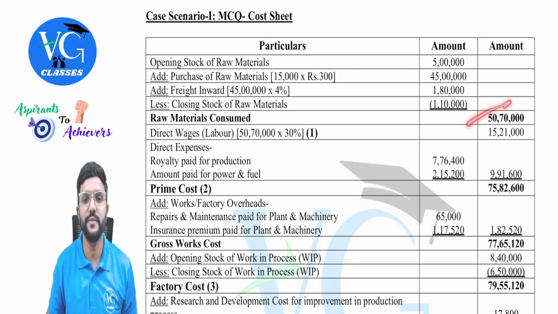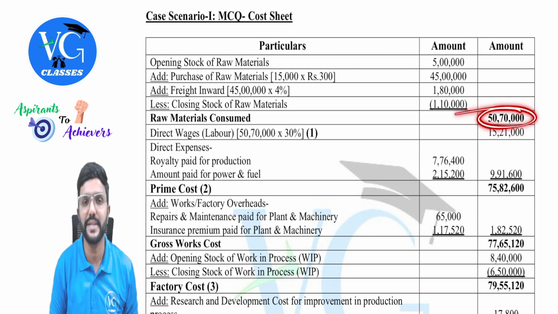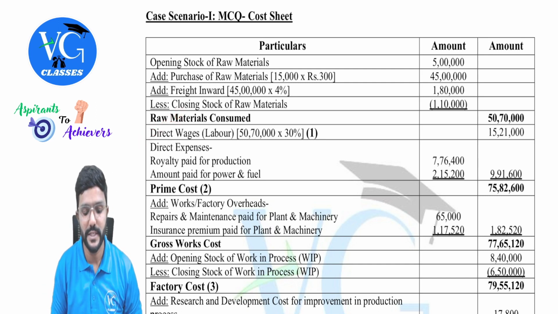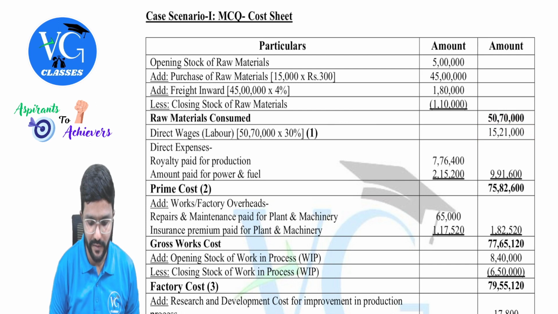So what is the raw material consumed? 50 lakh 70,000. And 30% on this will be my direct wages. They have given that in the adjustments. So 50 lakh 70,000 into 30% is my direct wages. And this is our first requirement: 15 lakh 21,000.